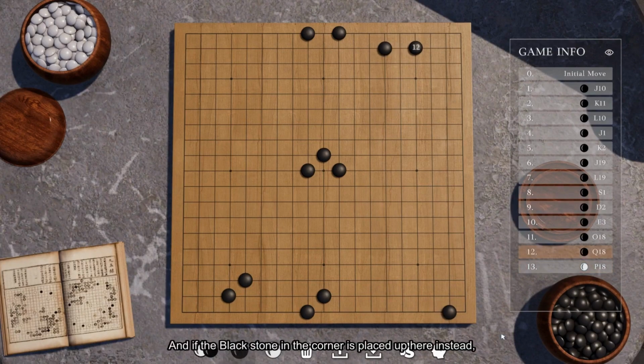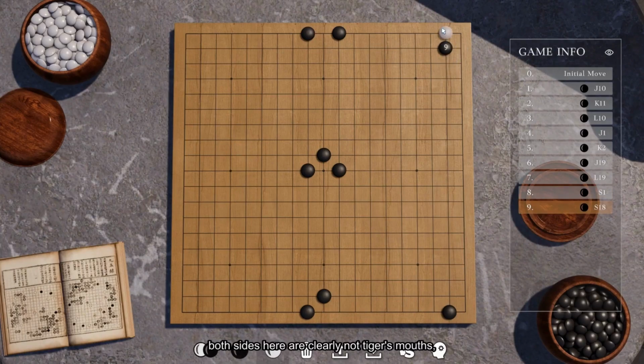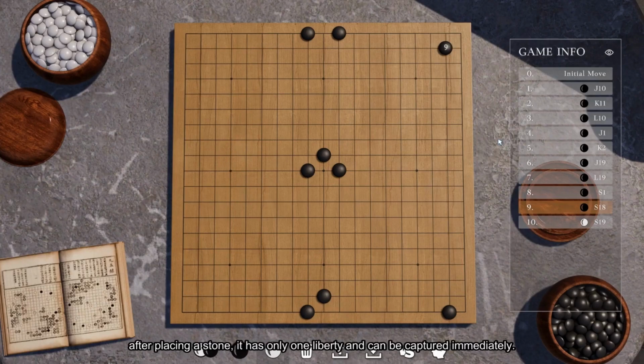And if the black stone in the corner is placed up here instead, for example, this black stone, if we place it at this position, then please note, both sides here are clearly not tiger's mouths, because after white places a stone, there are still two liberties. So our understanding of the tiger's mouth is, after placing a stone, it has only one liberty and can be captured immediately. There is no need to memorize shapes by rote.